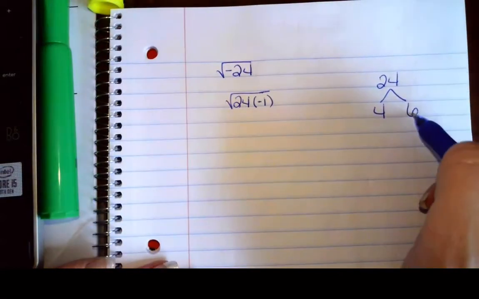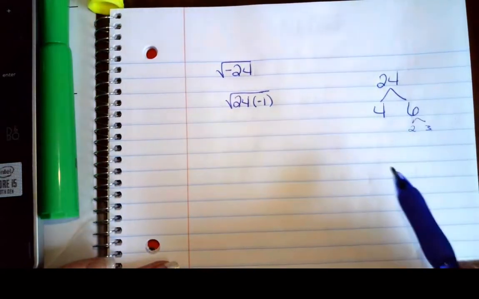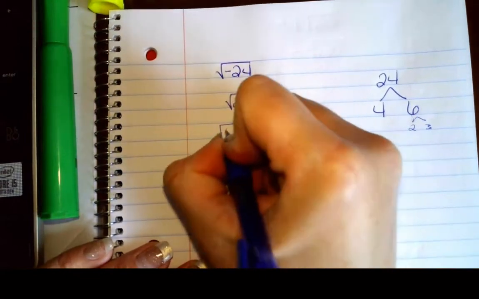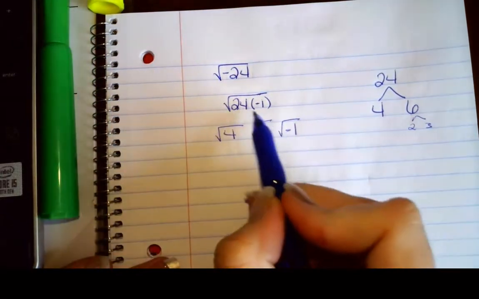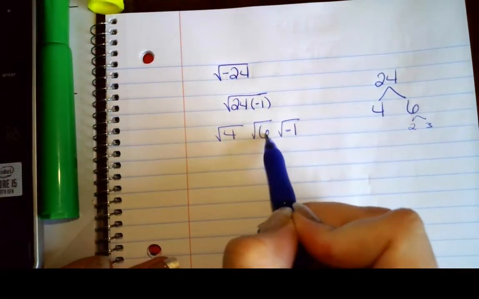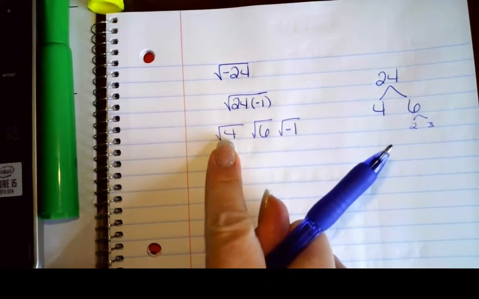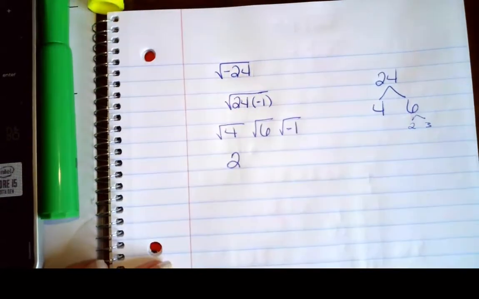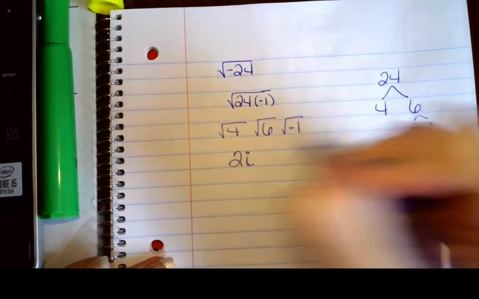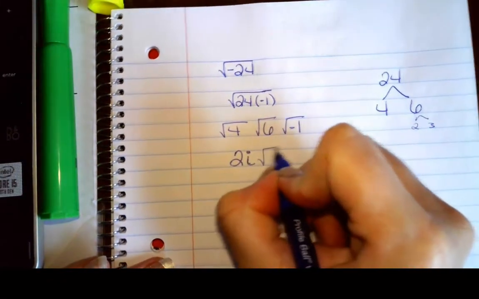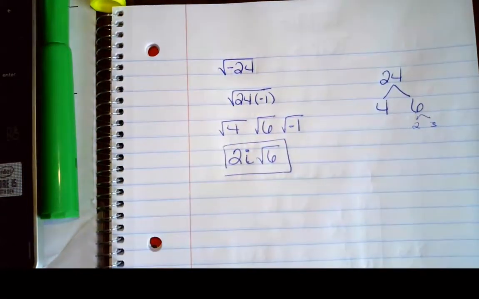Okay, and I'm okay with 6 because its factors are 2 and 3, which means it's not going to break down any further. So what I have now is the square root of 4 times the square root of 6 times the square root of negative 1. So 24 is 4 times 6, and then the square root of negative 1 gets its own radical too. Why did I do that? Because I know what the square root of 4 is. The square root of 4 is 2. I'm going to go ahead and rewrite my i right here so that I don't think it's under the radical, because the square root of 6 I cannot simplify any further.